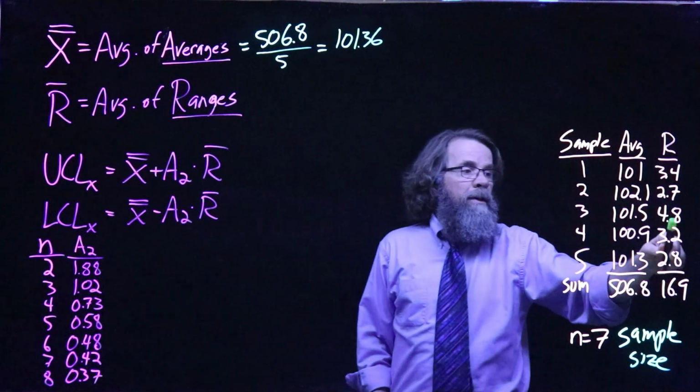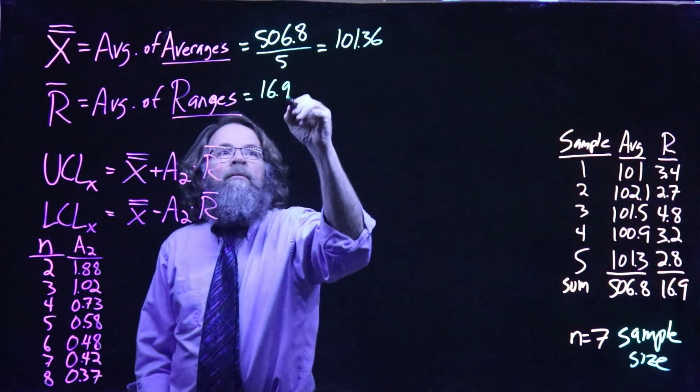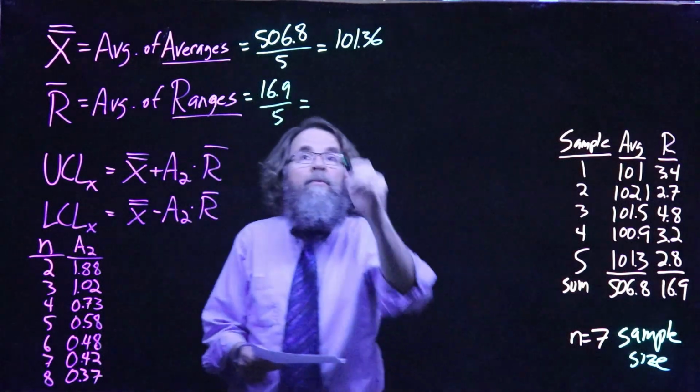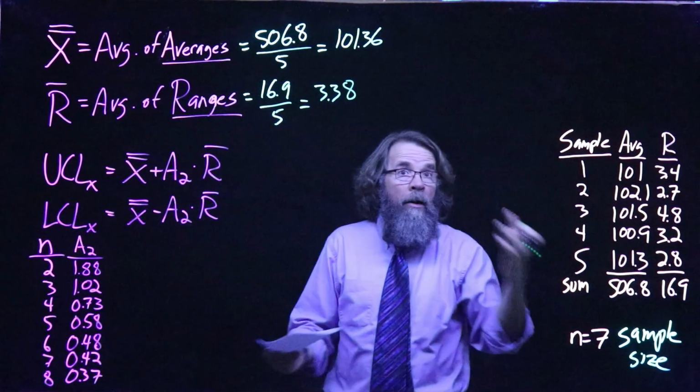The other thing we need to compute here is the average value of the ranges, R bar. So we have the ranges every day, and those add up to 16.9, so we divide by 5, and that gives us 3.38 as our R bar value.